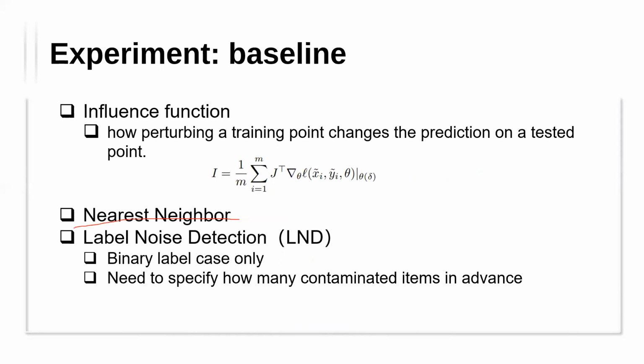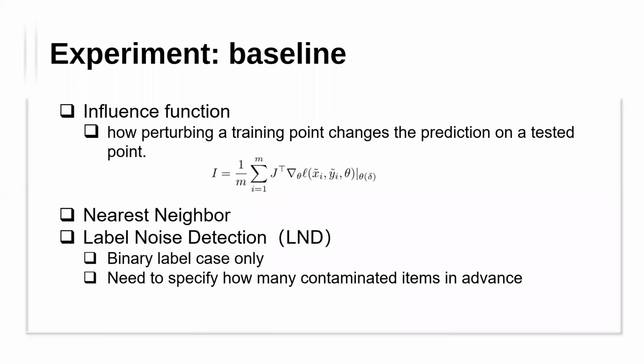So the last one is called label noise detection. I don't know the detail about this method, but there are two properties: this can only work on binary labels, and it also needs to specify how many contaminated items are in the labels.